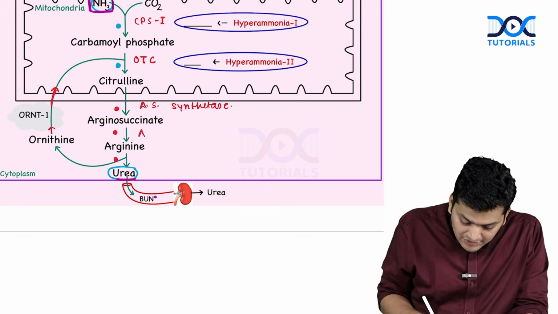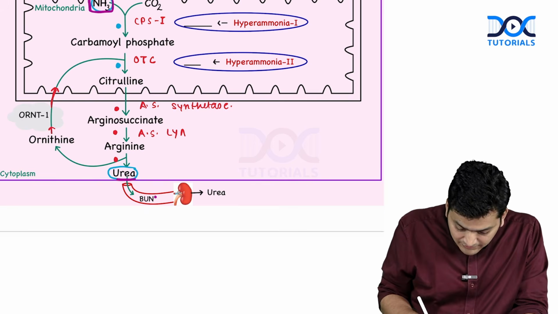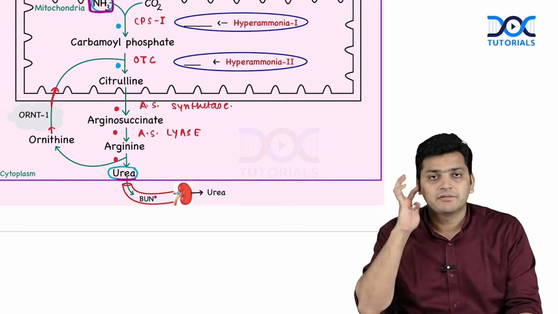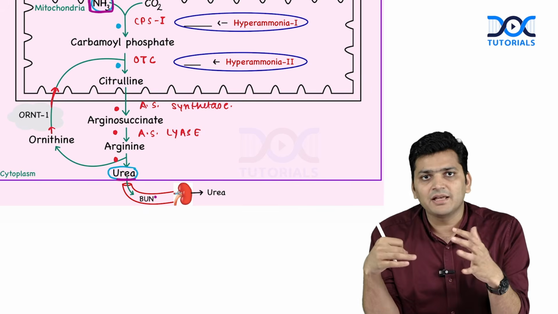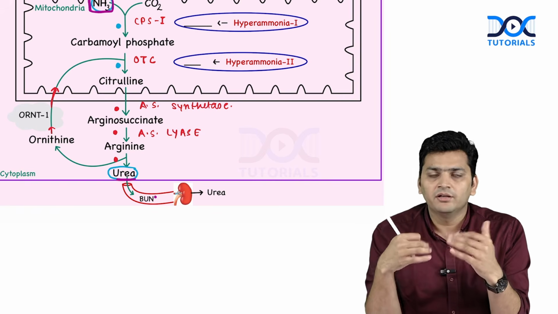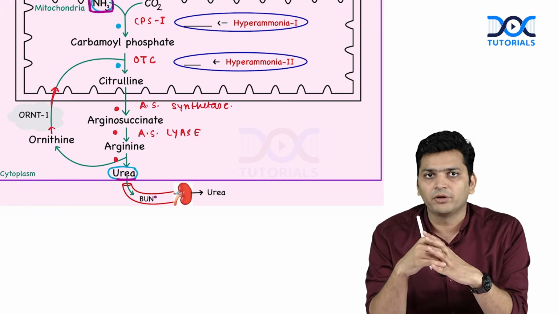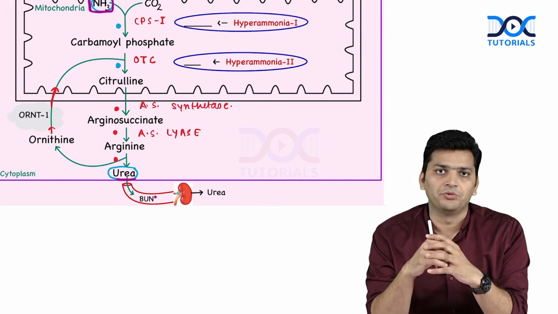Then the argininosuccinate lyase and then arginase. Right? These were the enzymes that we have used in the urea cycle. If by any chance any of the enzymes is not there, the ammonia will start accumulating in the body, and that is called hyperammonemia.